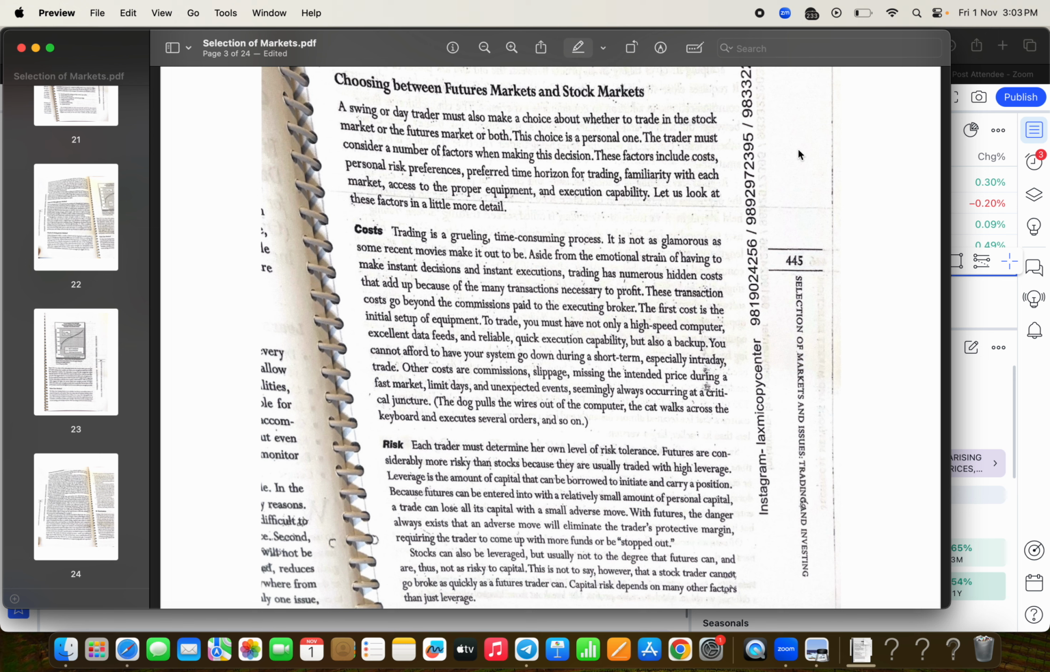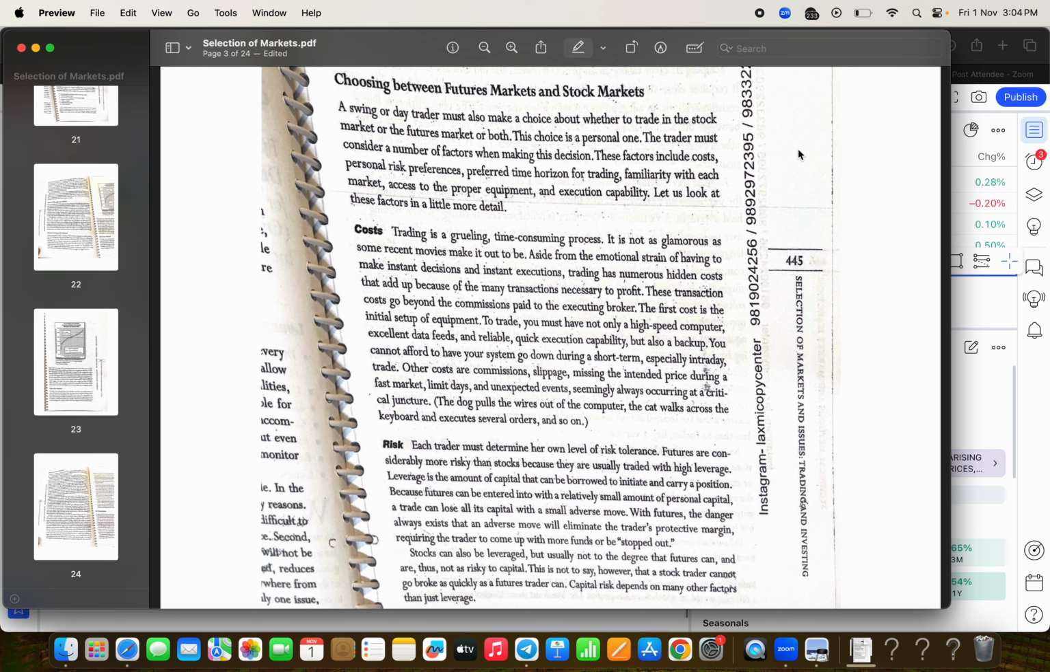Aside from the emotional strain of having to make instant decisions and instant executions, trading has numerous hidden costs that add up because of the many transactions which are necessary to profit. These transaction costs go beyond the commissions paid to the executing broker. So it's not just the brokerage which you are paying to the broker, there are various other costs which are involved, because if you do day trading, then more transactions are taking place rather than the fewer transactions which would take place in longer time frame trading.